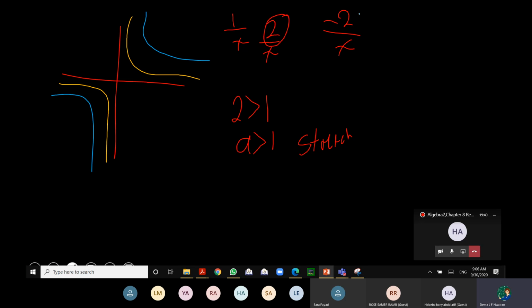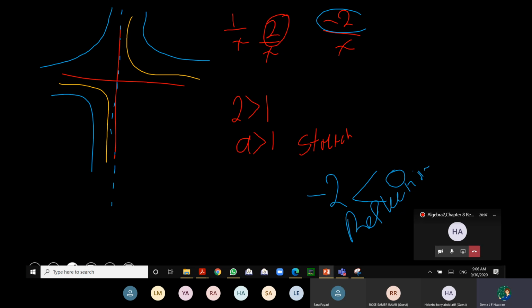Then look at the -2. Now he told me that if the value of a, which is -2, is less than 0, you have to make a reflection. What's the meaning of a reflection? Like a mirror. Here I have the y-axis here. The mirror on it will be here. And here also, it will be here. This one for -2 over x.